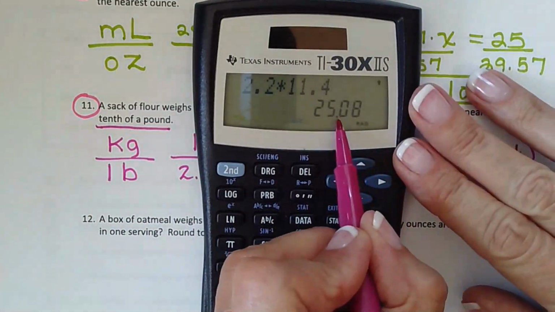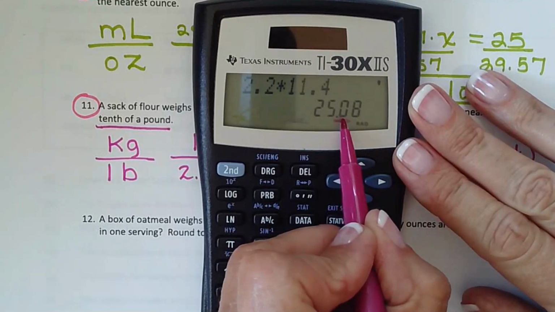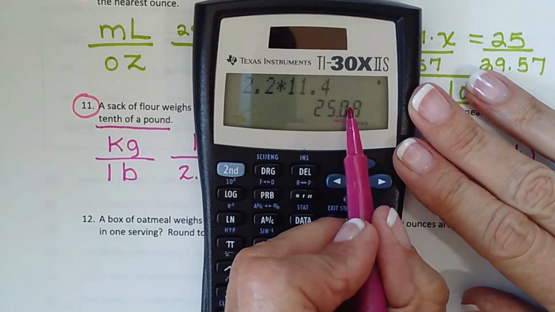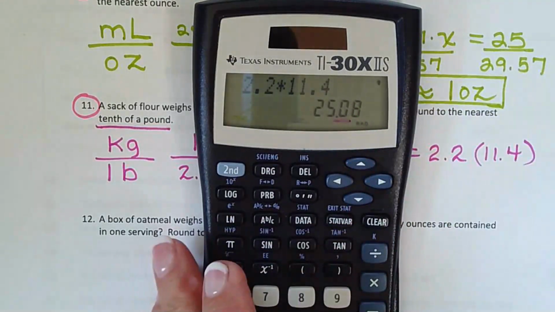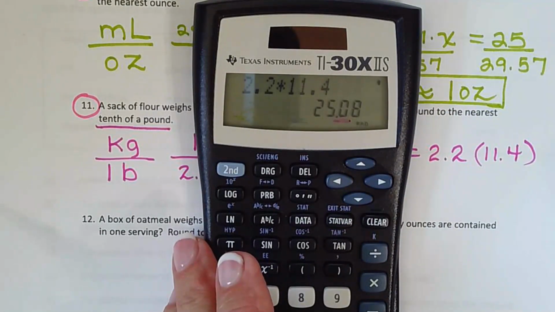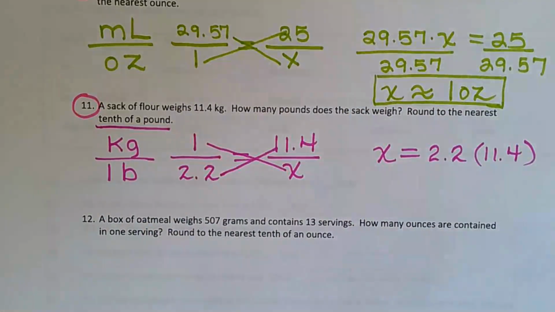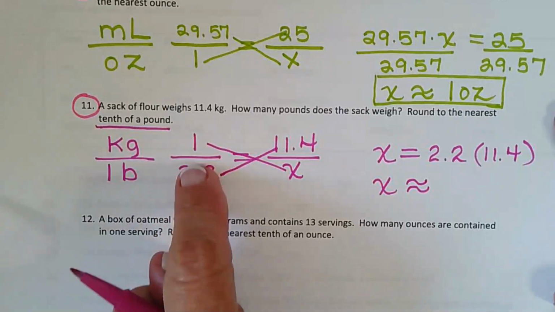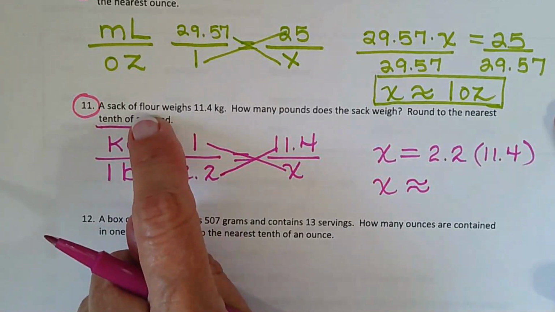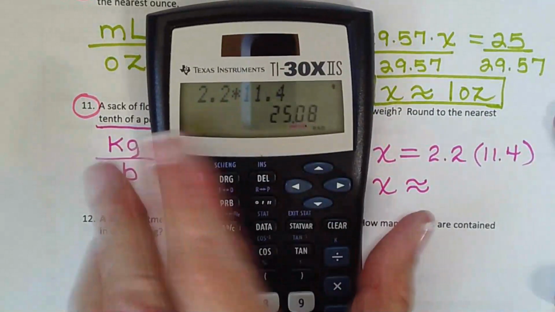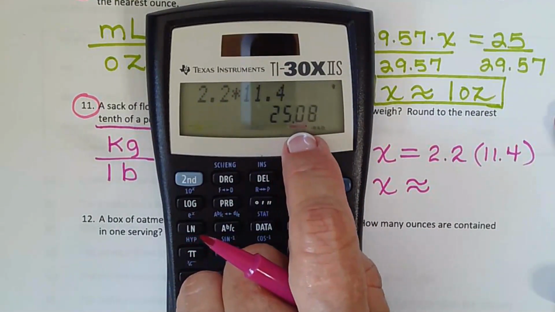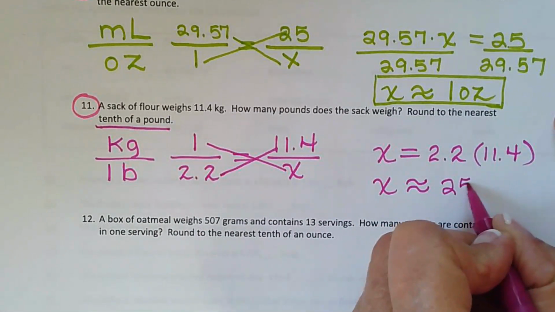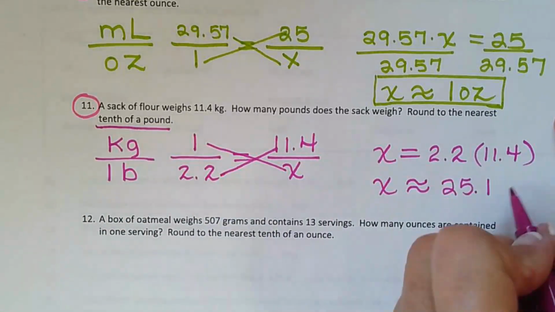Tenth is 1 decimal place, so I underline the decimal place. 0 followed by an 8 says turn it into 1. So approximately 25.1 pounds. So x, show the approximation because it's now rounded. It was already rounded on this step, but now it's rounded. So x is approximately 25.1, because 0 followed by an 8 says bump it up. And then we look where x is, and that is pounds.